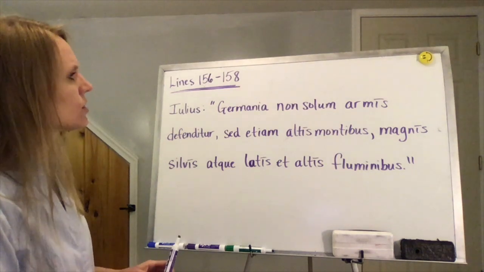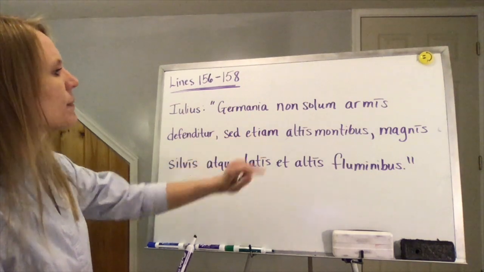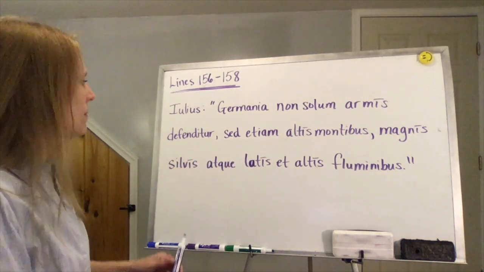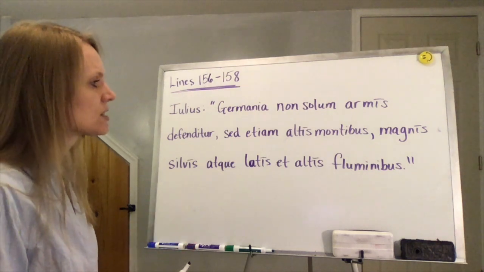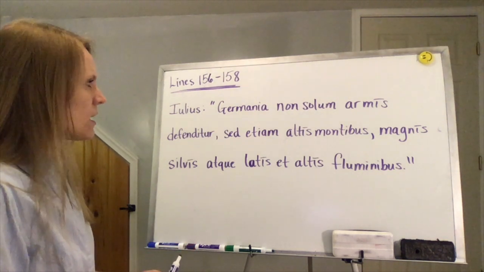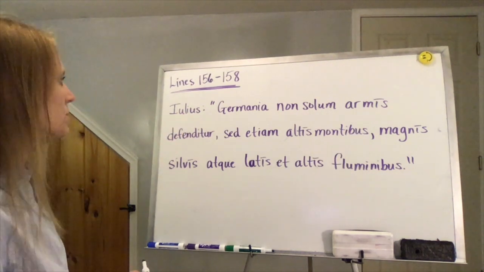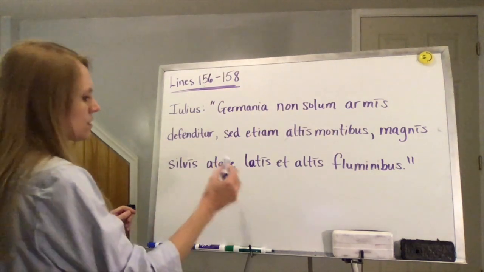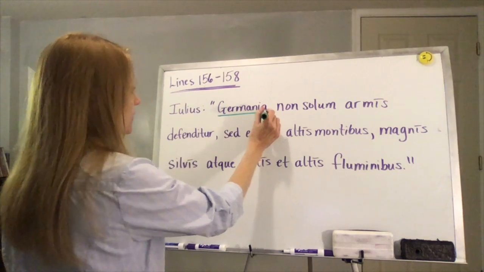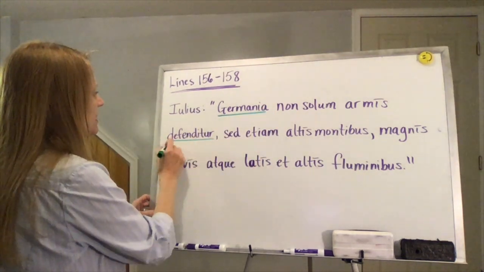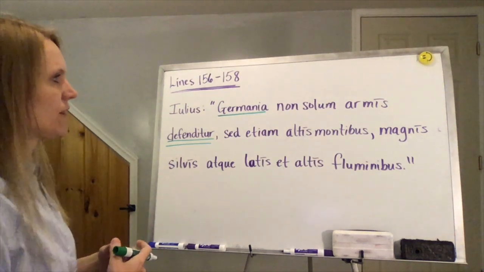Germania non solum armis defenditur, sed etiam altis montibus, magnis silvis, atque latis et altis fluminibus. Okay, so this is the last sentence in this chapter. And what it's saying here is, we look at our subject is Germany. And then our main verb, defenditur. Okay. And then we just have a bunch.